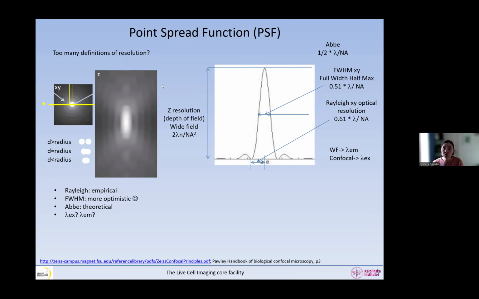And when we come to Z, the depth of field is this resolution for wide field. That's the equation that we will use during the course, and this is for wide field. It also represents the radius, but in the Z dimension. If you use a confocal and your pinhole is open to one Airy unit, the equation becomes this, and you can see it's lambda excitation.